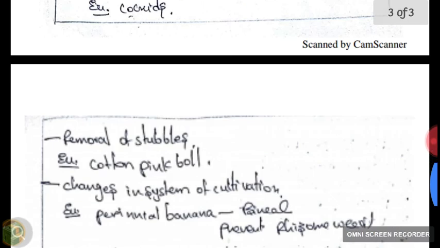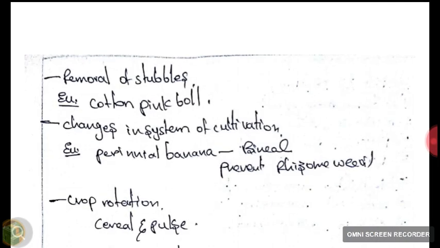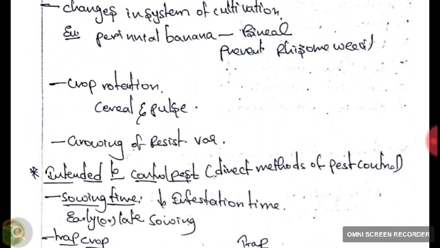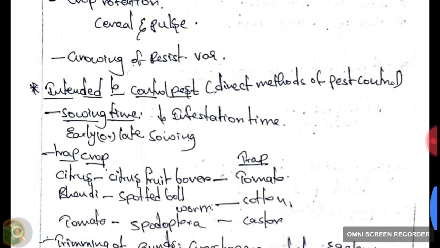Cutting and removal of infested parts, example coccids. Removal of stubbles, example bollworm. Changes in system of cultivation: perennial banana is shifted to biennial, which prevents rhizome weevil infestation. Crop rotation with cereal and pulse prevents infestation of several pests. Growing of resistant varieties can be implemented.